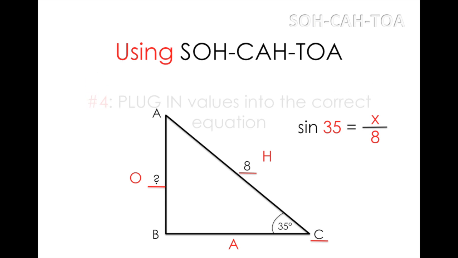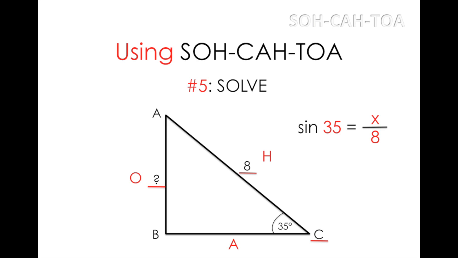Number 5, solve. To solve SOHCAHTOA problems, you will most likely have to put the sine, cosine, or tangent value over 1 and cross multiply. In this problem, that would leave you with 8 sine 35 equals x. This form will either be written in the answer choices, or you'll simply have to plug this into your calculator to find the final answer.